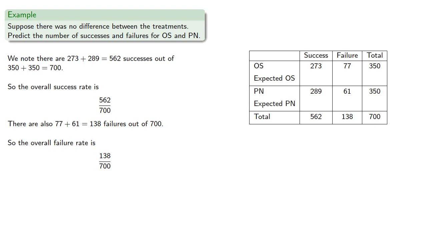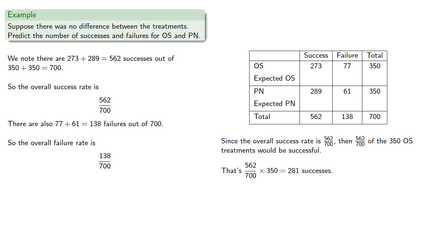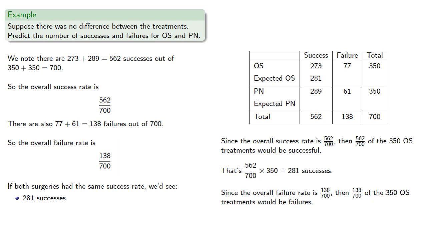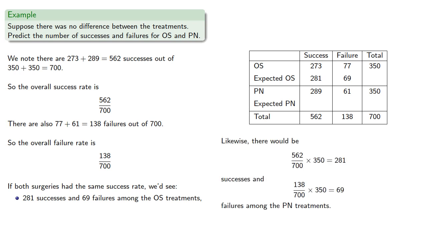So what would happen if both surgeries had the same success rate? Since the overall success rate is 562/700, then 562/700 of the 350 OS treatments would be successful. That's 281 successes. And since the overall failure rate is 138/700, then 138/700 of the 350 OS treatments would be failures. That's 69 failures. And likewise, there would be 281 successes and 69 failures among the PN treatments.